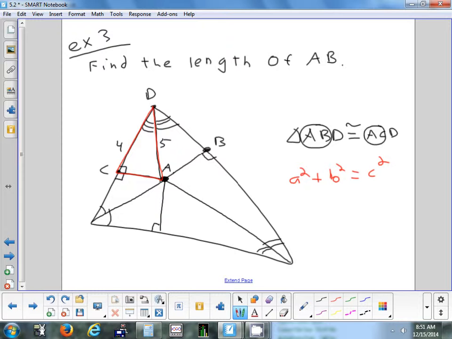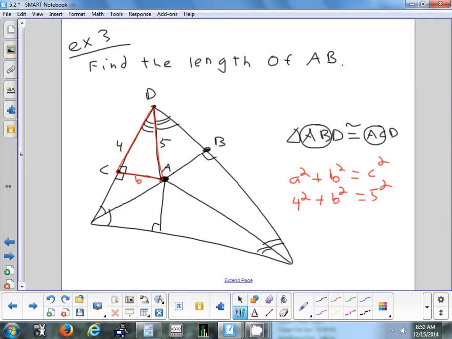A is 4 squared. Okay, so we got a leg squared, 4 squared, yep. Plus B squared. Yep, so we'll leave B squared because B is a leg. We'll call segment AC, that's our leg. C equals 5 squared.